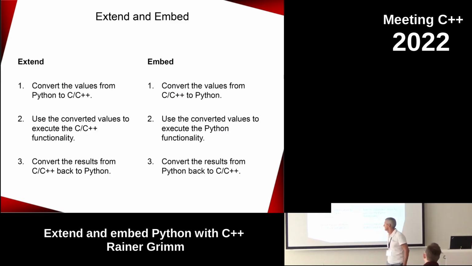Essentially it consists of 3 steps. You have to convert the values from Python to C++, do your stuff in C++, and convert the values back. When you do it in the opposite direction, it's called embedding. It's not so heavily used, but sometimes it really has a benefit. This means you convert the data from C++ to Python, and once more, just the other way around. Most of the time you do extending.